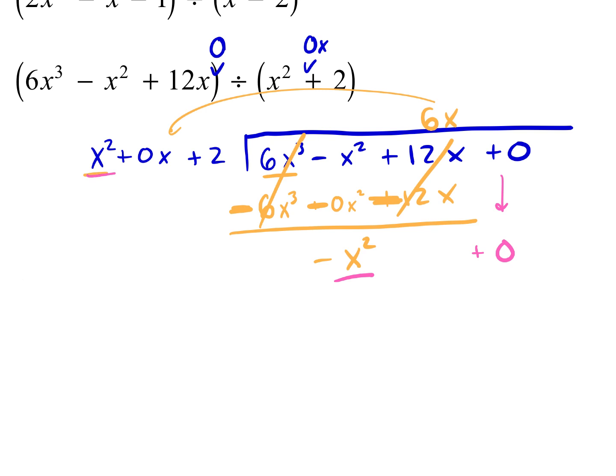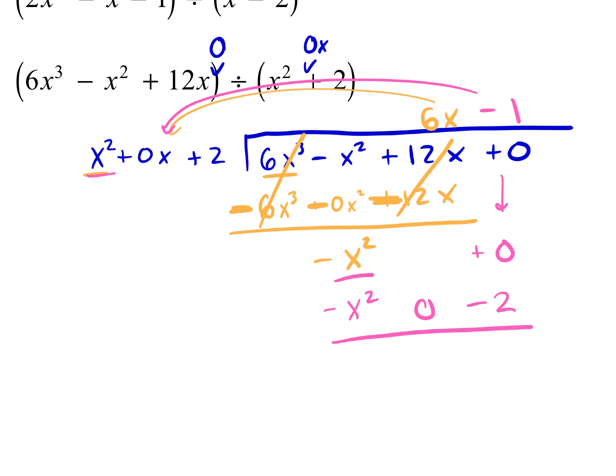So negative x squared divided by x squared would be what? Negative 1. Perfect. After I divide, multiply it to everything out front. So negative 1 times x squared, negative x squared. Negative 1 times 0x would just be 0. And negative 1 times 2 would be negative 2.